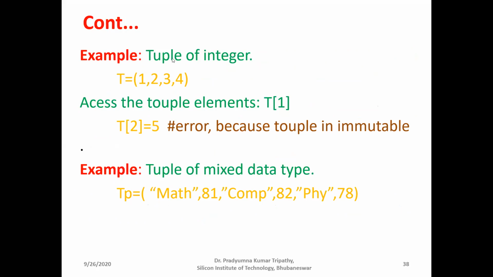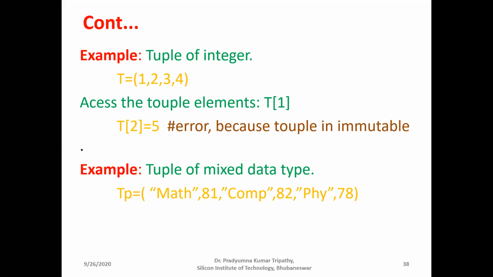Let us take an example of some tuples. Tuple of integers. Here I see 1, 2, 3, 4. I give this bracket, and this is considered a tuple, right? The way you access the list, exactly in the same way we can access the tuples, but there is a slight difference.